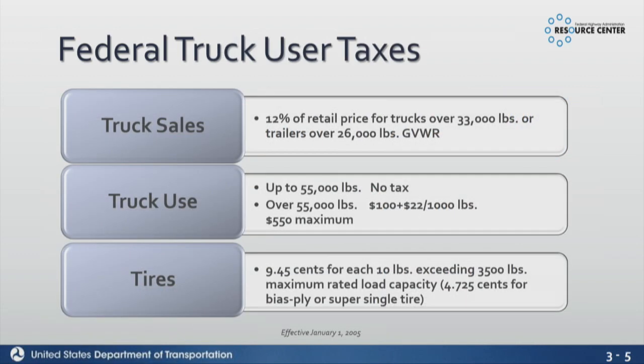Those are all things that they're looking at to help offset what was going into the Highway Trust Fund. There's also a little bit of money that's put into the trust fund from federal truck users taxes, truck sales, truck use, and tires. So the tires, that's assessed at the manufacturer level, but you can see here there's a tax on the truck sales and then the truck use that goes into it. But this is a minimal amount of money going into the Highway Trust Fund.